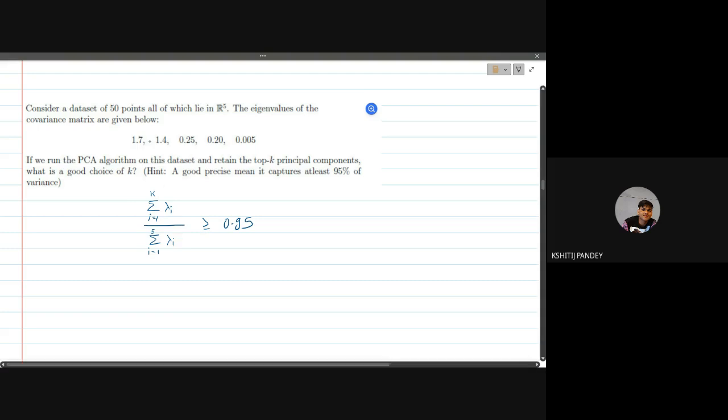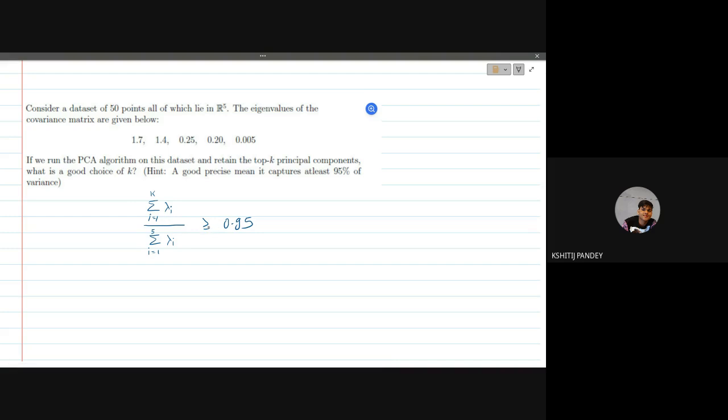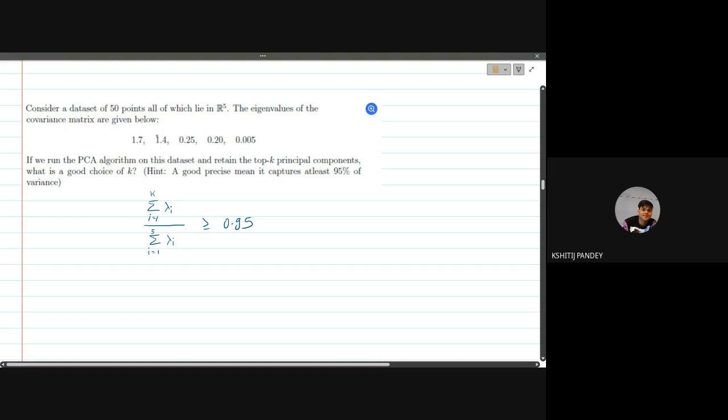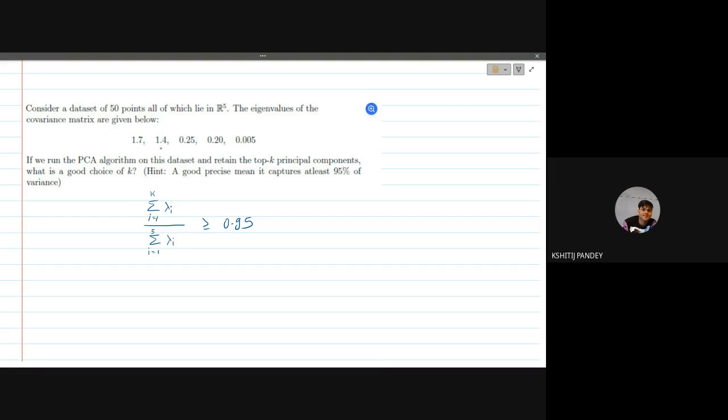So you just have to take values of k. Take the first two and check if this condition is satisfied or not. Take the first three and check if this condition is satisfied or not. This way you will find the value of k. Is that clear? Is this clear to you all? Hello?